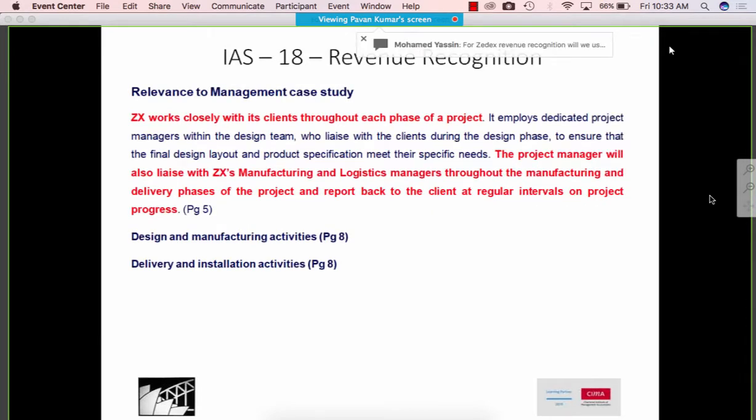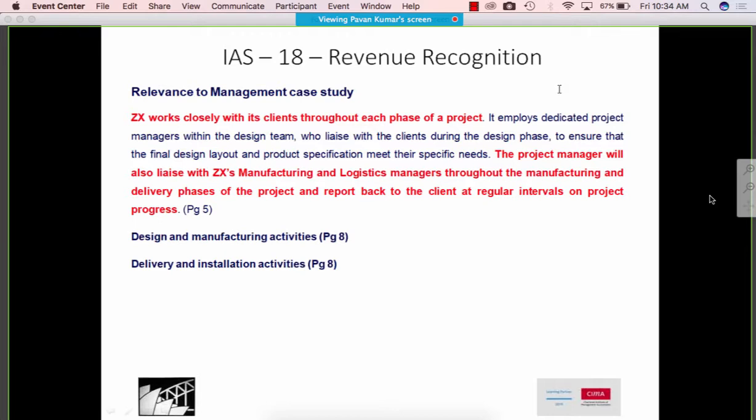Now, the relevant material from the MCS case study. ZX works closely with its clients throughout each phase of a project. And this is from your page number 5, the first paragraph. It employs dedicated, there's someone here. ZX revenue recognition, will we use the milestone way like project contracts? It is not mentioned in the case study, Yasin, but the way it has been mentioned, I would understand that it is milestone based. Revenue recognition is based on milestones.